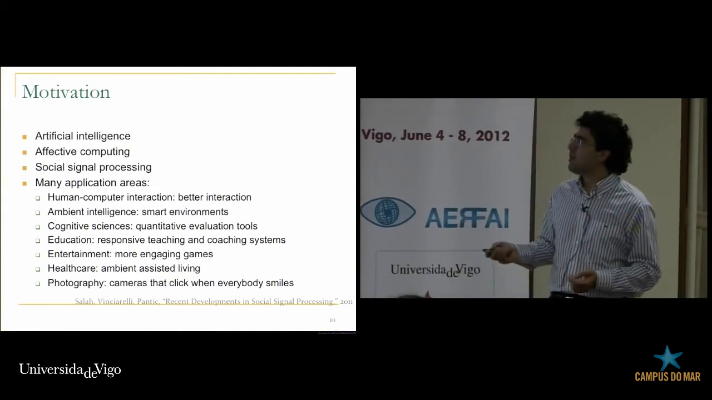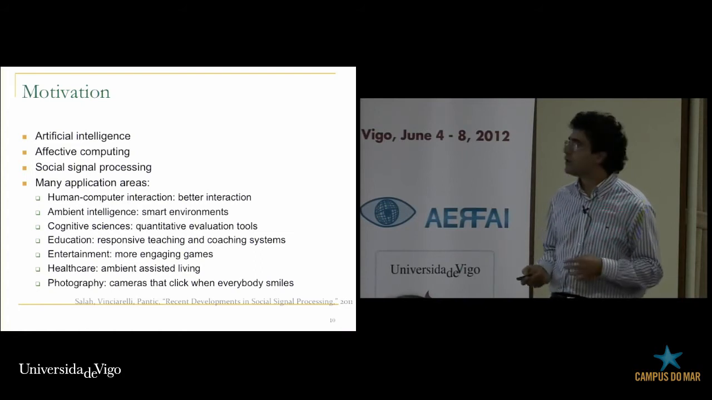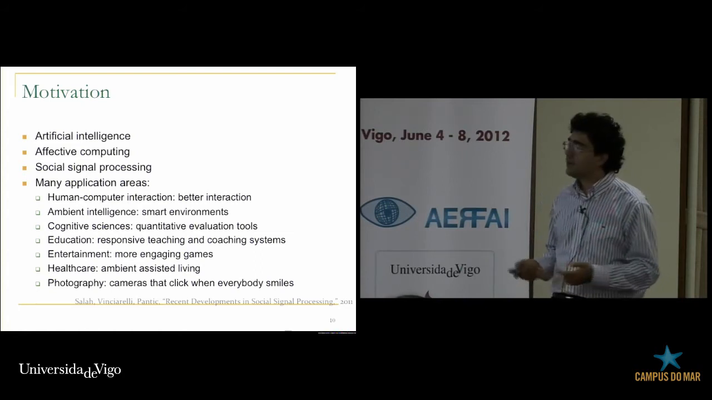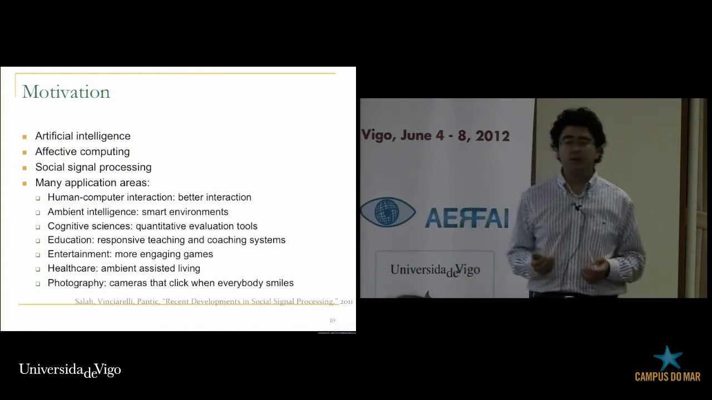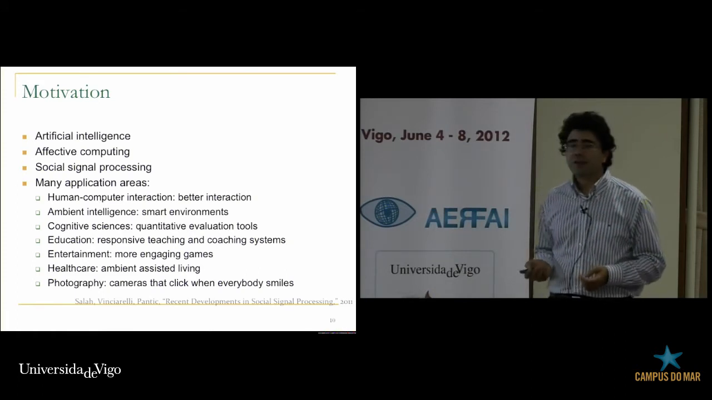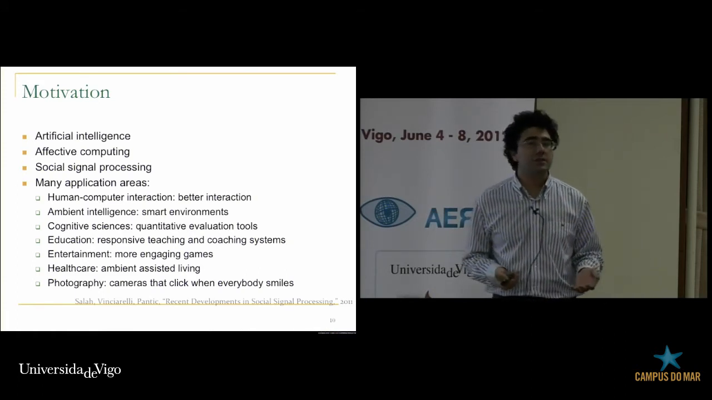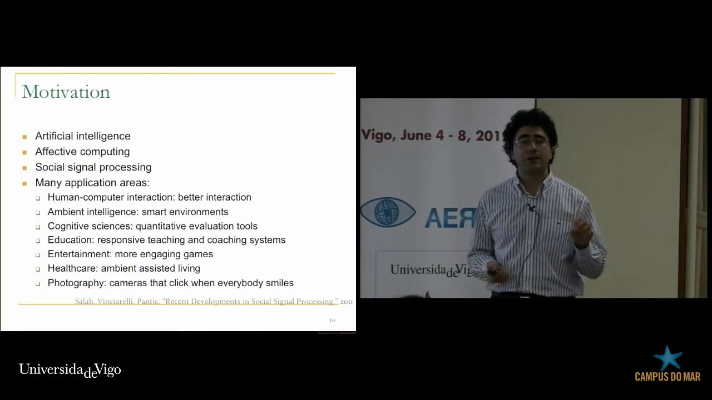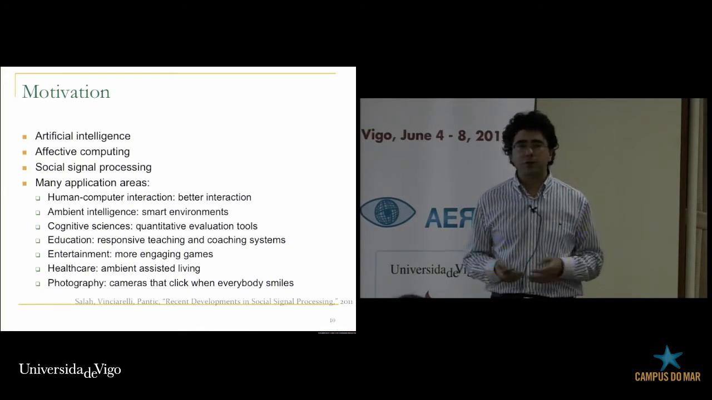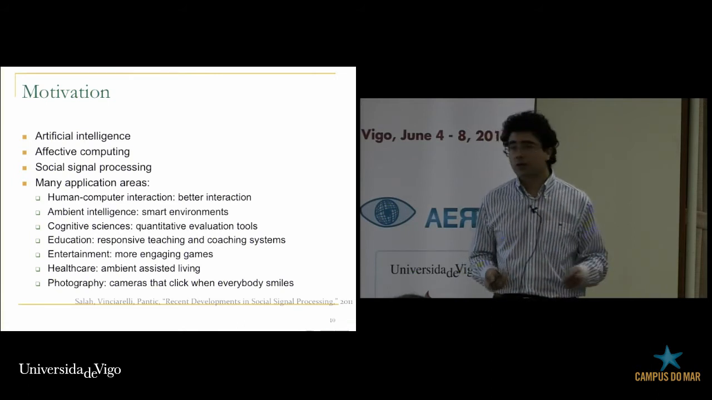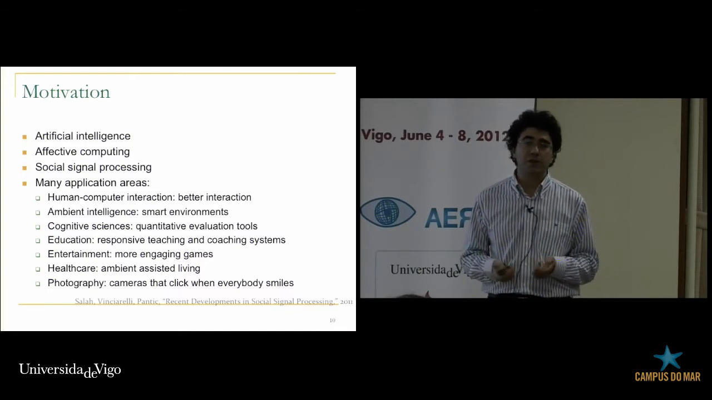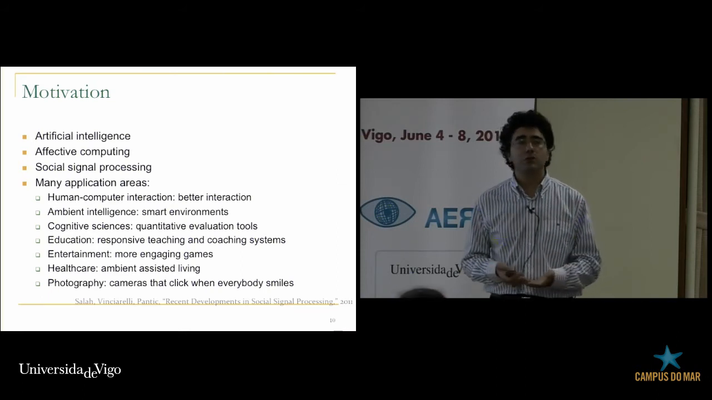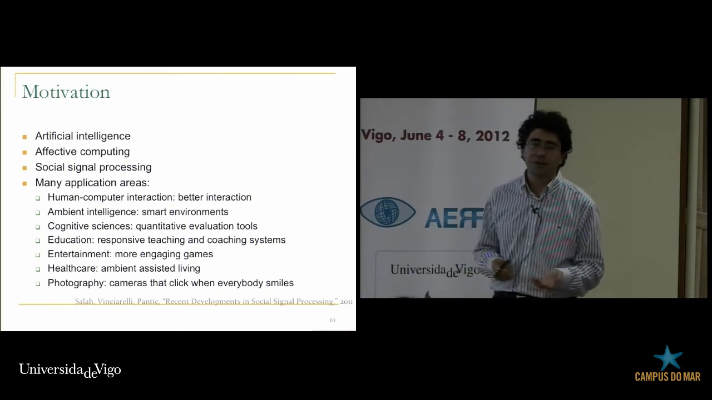And then you have a lot of application areas. In human-computer interaction, you can have better interaction. In ambient intelligence, you can have smarter environments, detecting whenever you're in pain, for instance. In cognitive sciences, you can provide tools for psychologists and cognitive scientists to analyze a lot of input. At the moment, if you're doing psychology and mimicry, for instance, you hire a FACS coder, and that person manually annotates a lot of video footage, and that's very expensive. So if you can give these people tools to do this automatically, you will be saving them a lot of time and money.